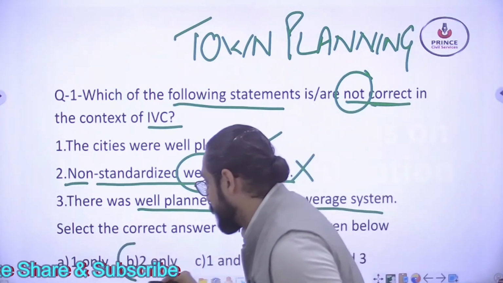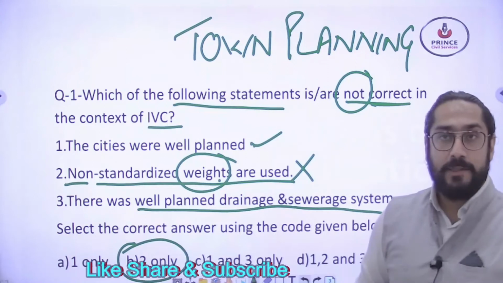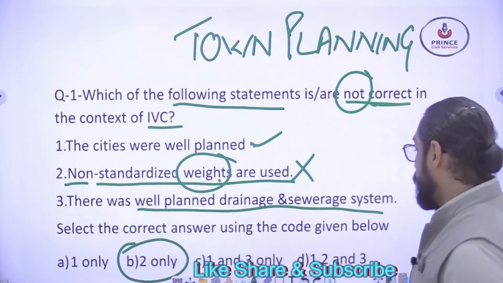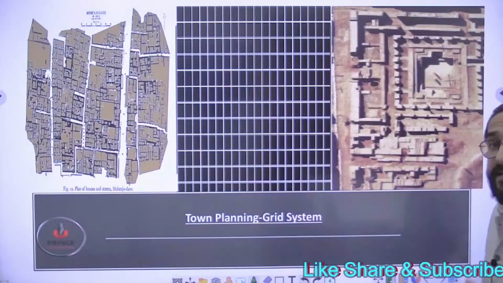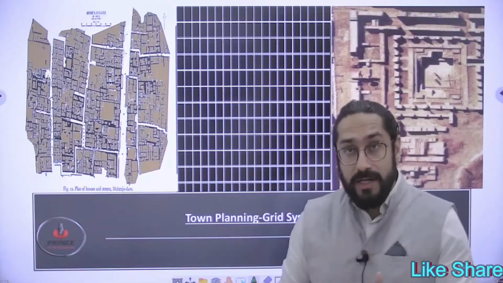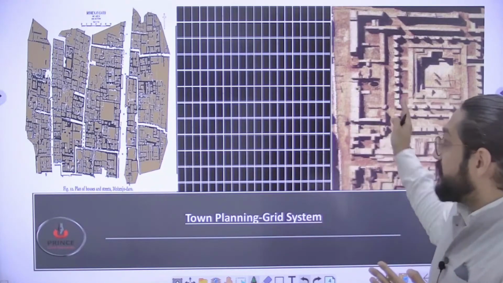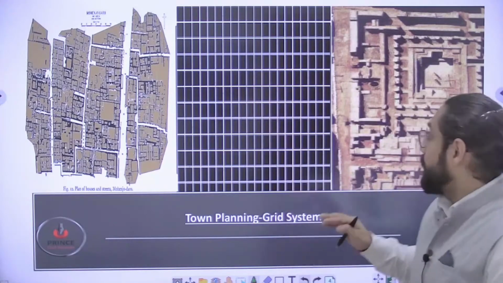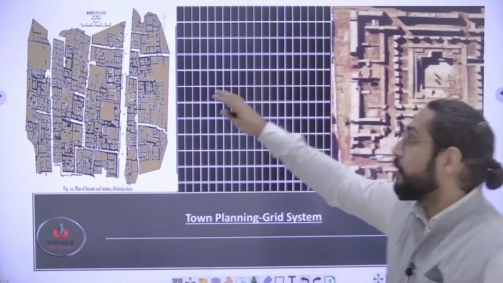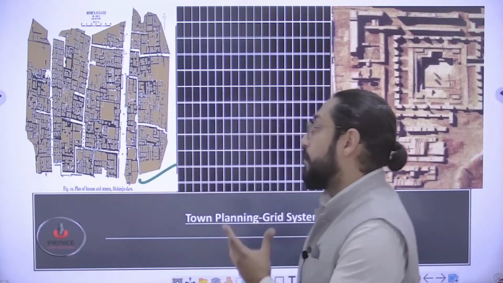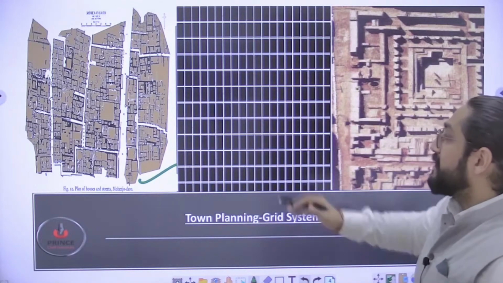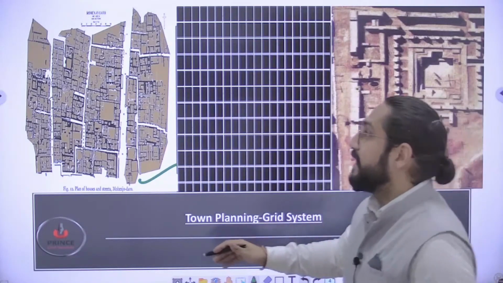So the right answer here is B, 2 only. So that was question number 1. Here you can have a look, and through pictures you can learn that this is an aerial map of the IVC city. This is also an aerial map of Mohenjo-daro. So you can see well laid streets and so on.